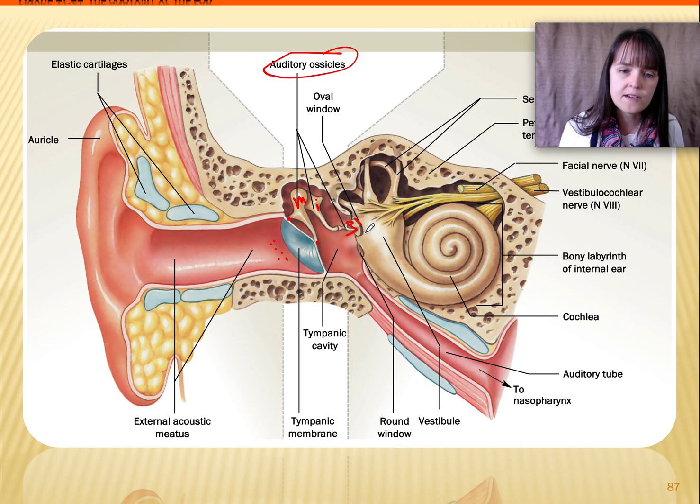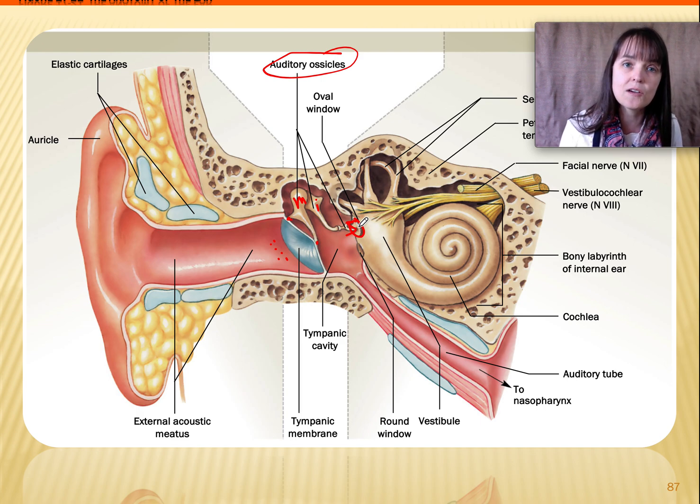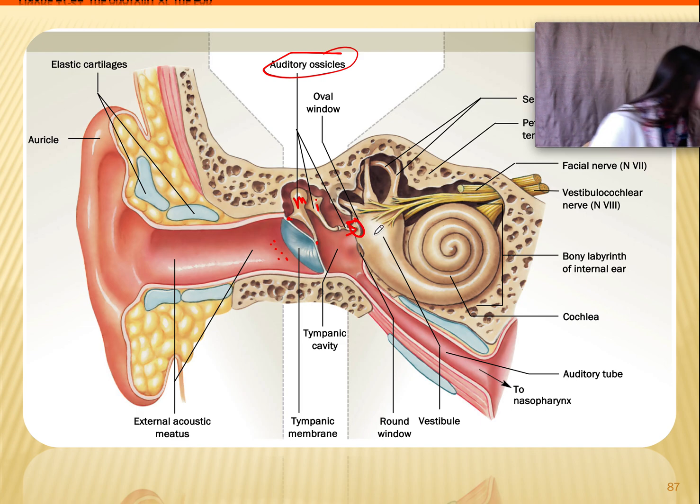And so the base of the stapes sits on the oval window. The base of the stapes is an oval and it sits on the oval window. They're the same size, so you can't see the oval window when the stapes is in place.